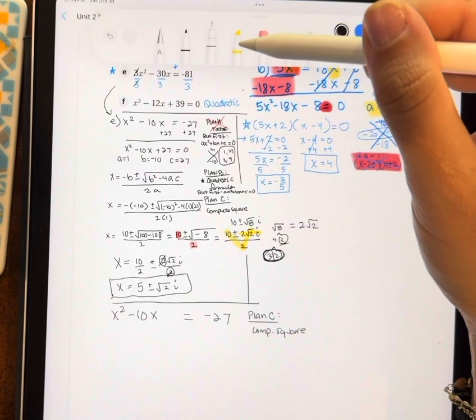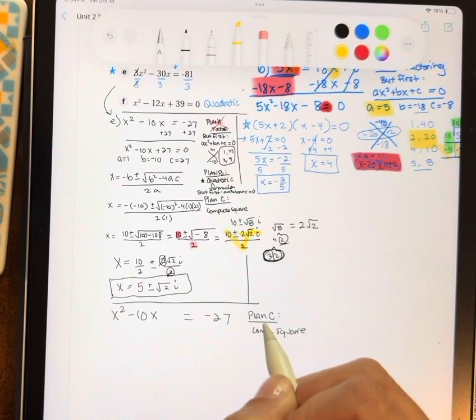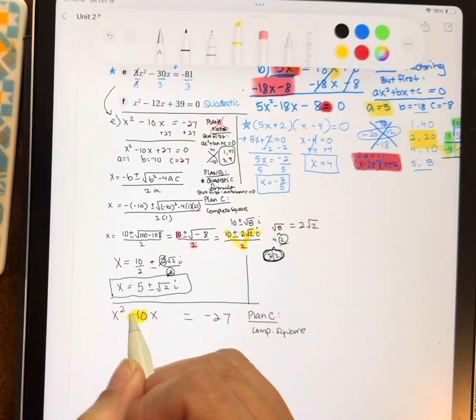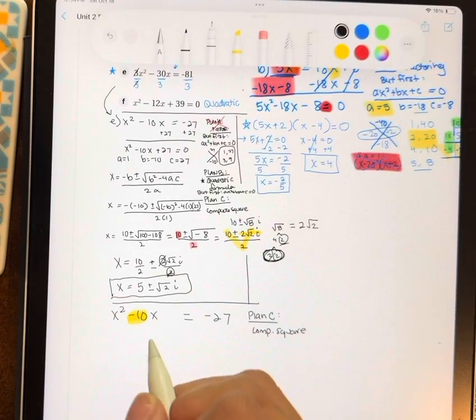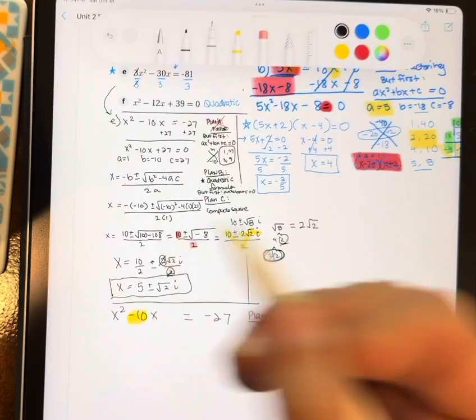I just want to point out something. I would absolutely never make completing the square plan B if this number right here was odd. If it was an odd number, the first thing I got to do is divide it by 2 and make a fraction. And after that, I really would just stick with quadratic. But when this number in the middle is even, completing the square might be easier than all of this, okay?